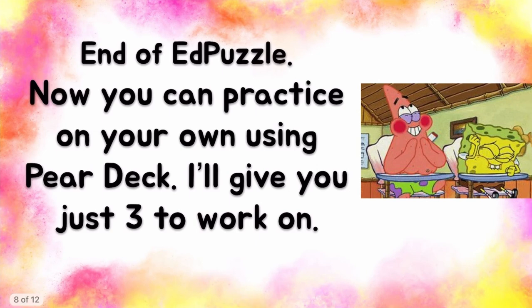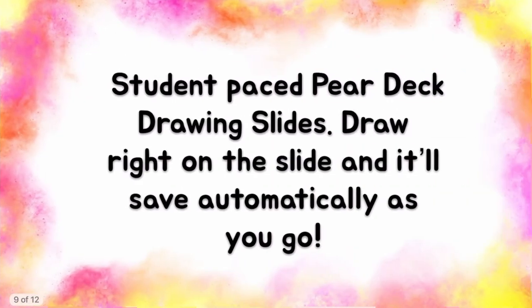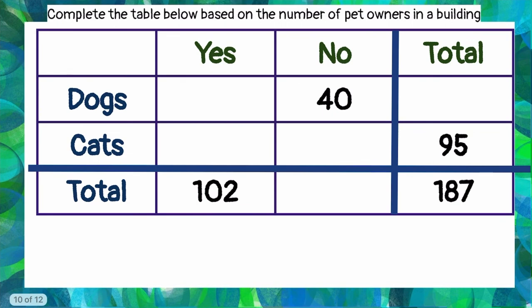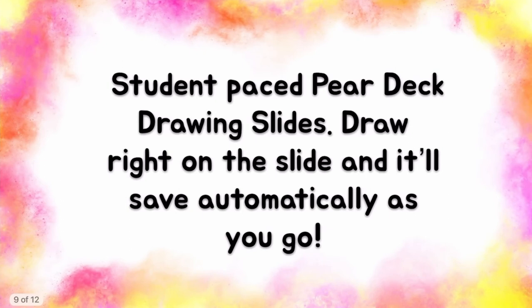Okay, so now I'm going to have you try some on your own. This will be the end of the Ed puzzle, and I'm going to give you a student-paced Pear Deck. You can draw it right on the slides. It'll look something like this. It'll save automatically as you go. So I'm going to give you just 3 of these to work on. You write in the numbers right on the slide here, and I'll see it when you're done. Just submit the Google Classroom assignment, and I'll know to look for it. So good luck, and I look forward to seeing your work.